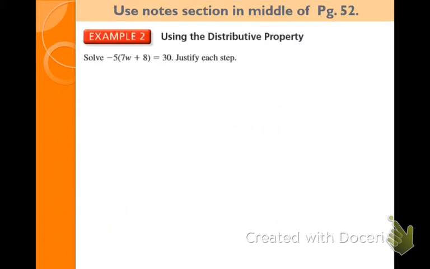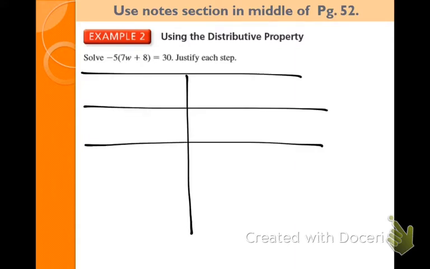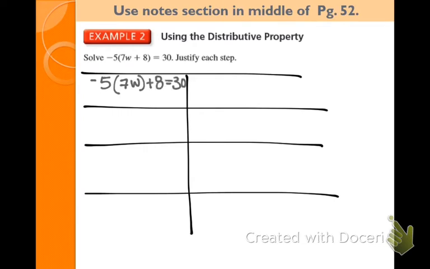So in our first problem, again, you've got some columns, right? I'm going to rewrite the equation. Minus 5 times 7w plus 8 equals 30. What is my first step? Distribute. Yeah. Distribute the 5, so we get negative 35w. What's minus 5 times positive 8 is minus 40. Equals 30. So off to the side, what property did we just use? The distributive property.